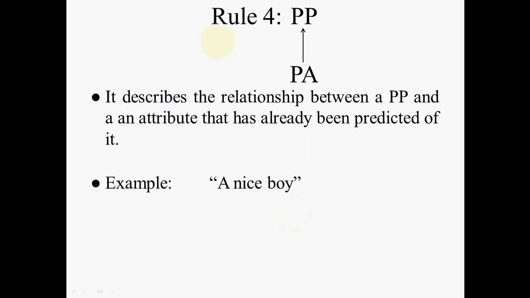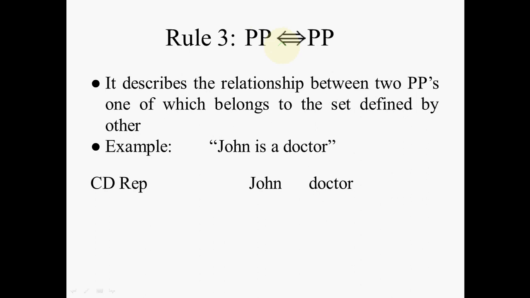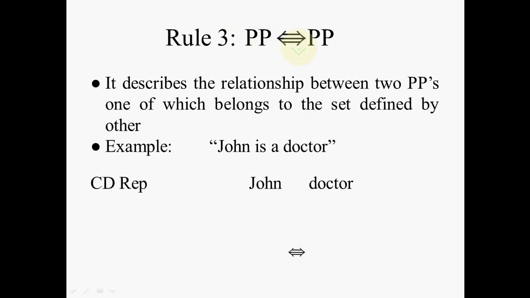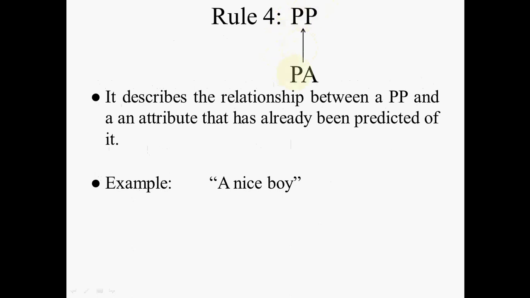Rule number 4. Now this is a special rule. It describes the relationship between a PP or an object and an attribute that has already been predicted of it. This is an attribute of the object. Okay, and there is an arrow which you can write like this in rule number 4. Now you will be asking me, we have already seen in rule number 2, okay, there is already a rule 2 that describes PP and PA, okay, object and its PA, right? Then again, why do we have another rule where again object and its PA is discussed?